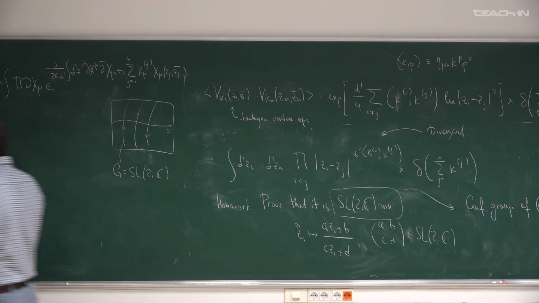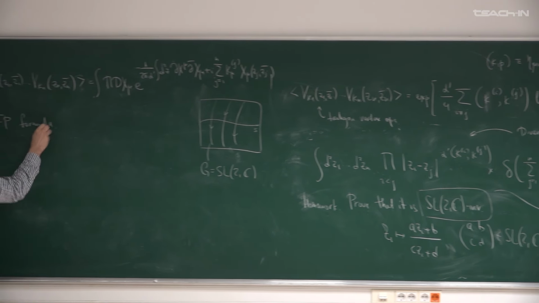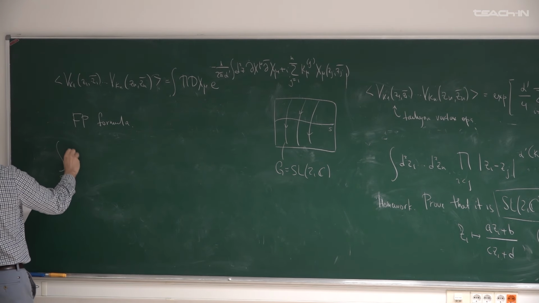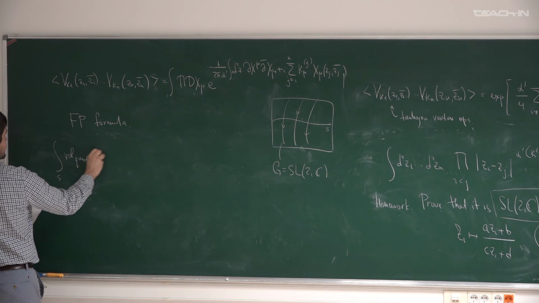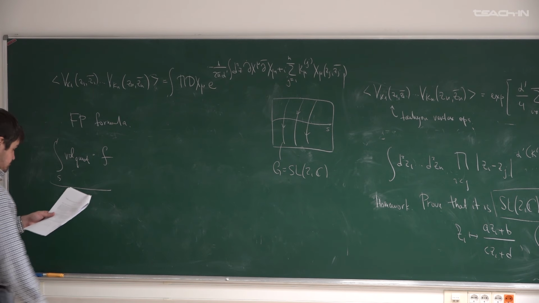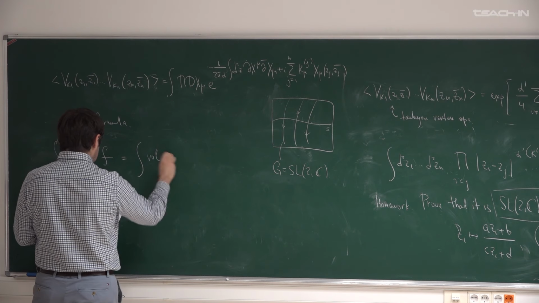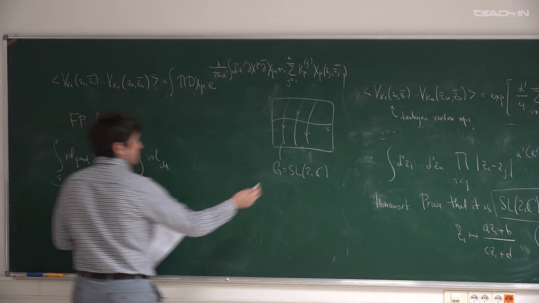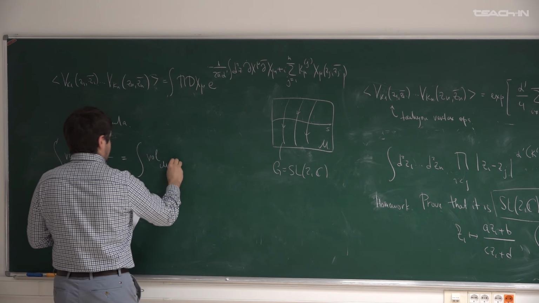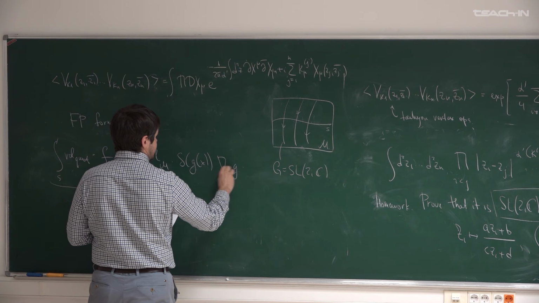So I remind you the formula. The Fadeev-Popov formula: there was some integral of an invariant function with some natural measure on a quotient, over the section. That's what we want to compute. And this is equal to the integral over our manifold M, there was a delta function, nabla Vg times F.